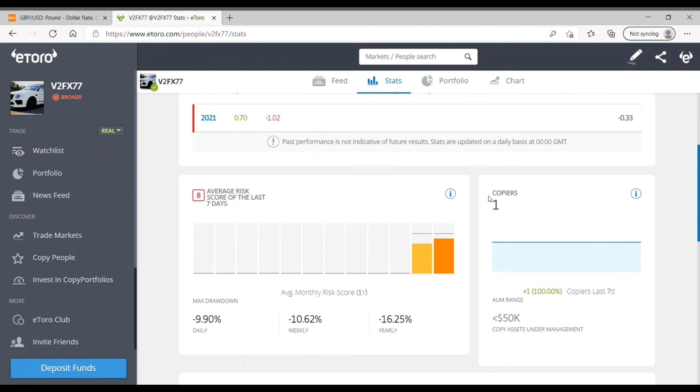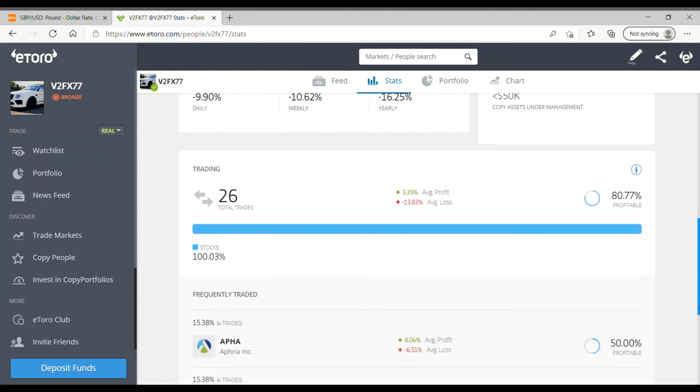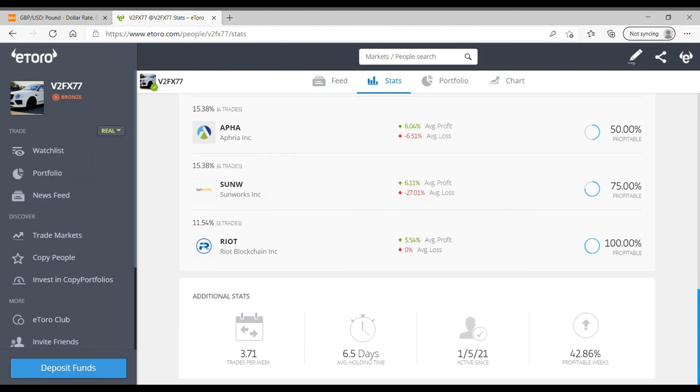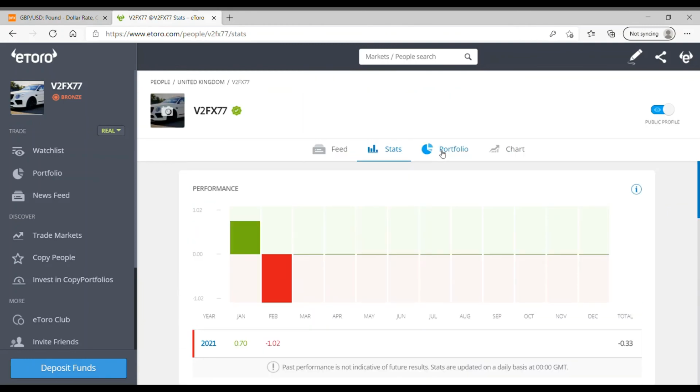We have gained a copy trader, which means someone's copying all our trades now, which is good. We've done 26 trades in total so far, one being a loss, which was us cutting that loose because we believed it was going to go further to the downside. Averaging 3.71 trades per week, 6.5 day average holding time, and 42.86% profitable weeks. But basically we're going in the right kind of direction.